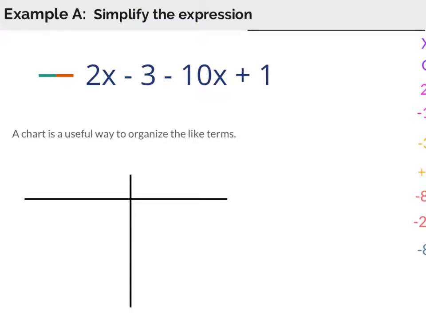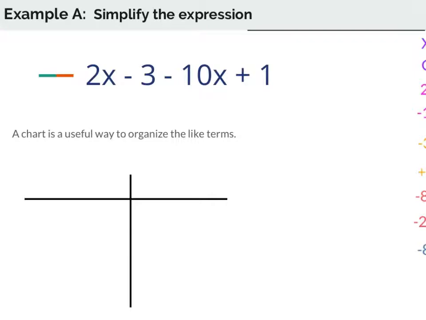So here we have example A, and it says simplify the expression. Our expression is 2x minus 3 minus 10x plus 1. So I'm going to apply our 3 steps. First, we're going to separate the terms. Anytime that I see a plus or minus symbol, that's going to be one term. I know that's where there's a break.